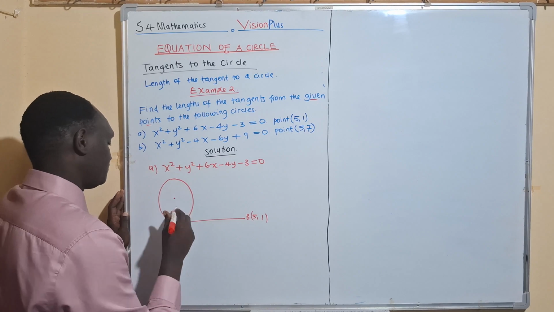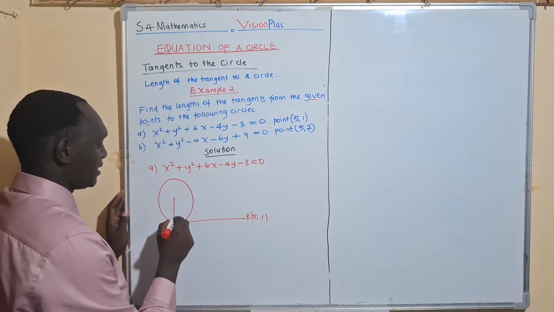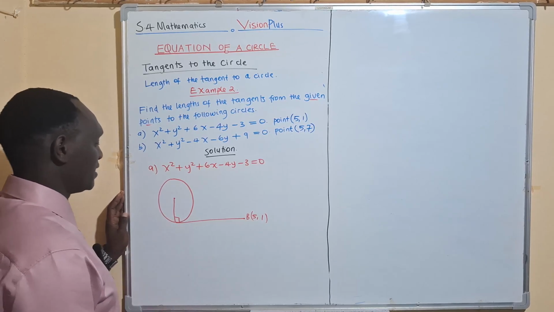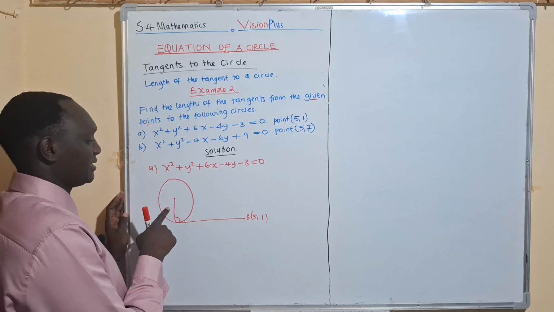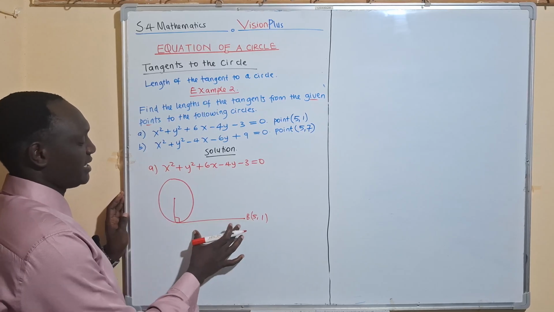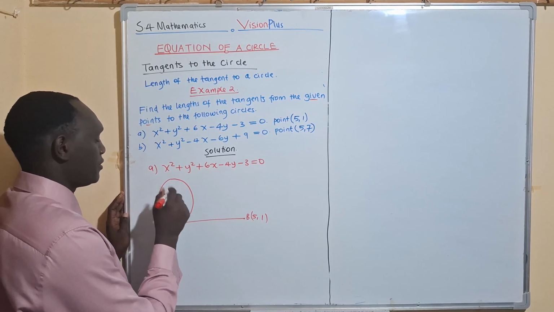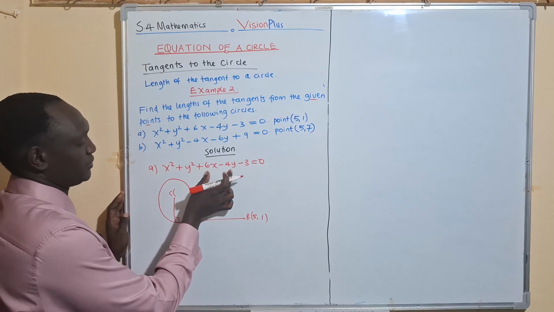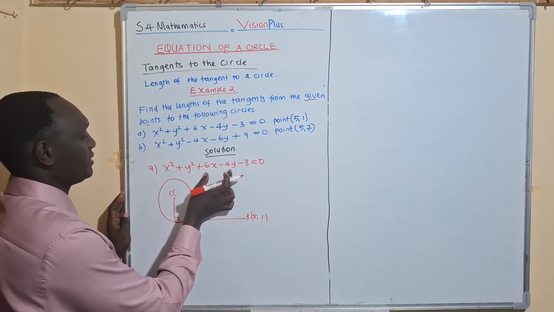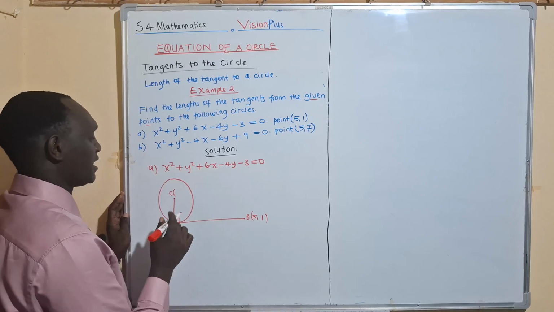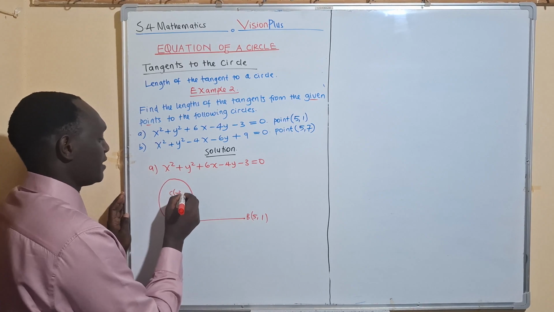Here we have the center, and this is the radius of the circle. Use a ruler which makes 90 degrees with the tangent. We need to find the coordinates of the center and the radius. They are going to help us in finding the length of the tangent. So the coordinates of the center C, we can get them from the given equation, and we have learned how we can get the coordinates of the center from the expanded equation of the circle. So in this case, the coordinates of the center are (-3, 2).